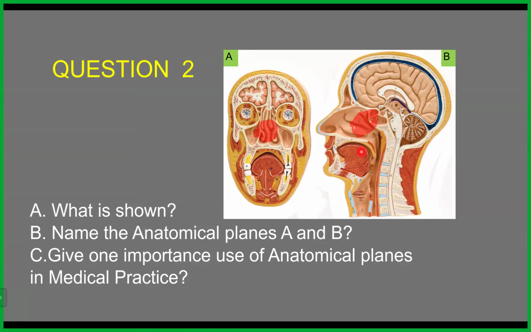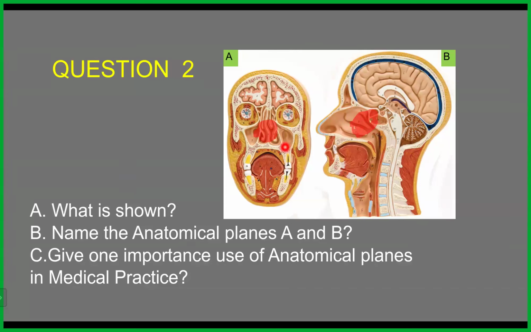The same goes for B. If we had to examine this tumor, we're able to appreciate how far it goes to the front and to the back, something we can't appreciate from A. And we're also able to appreciate how far it goes above and below, but we are not able to appreciate how far it goes to the left and to the right.